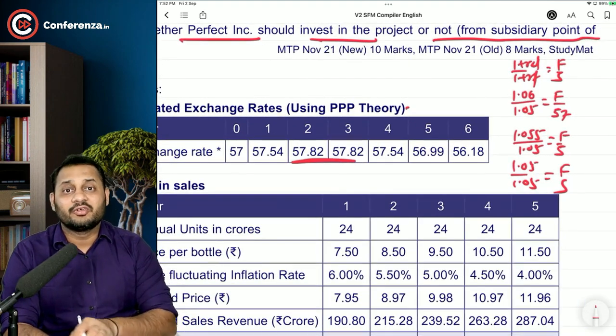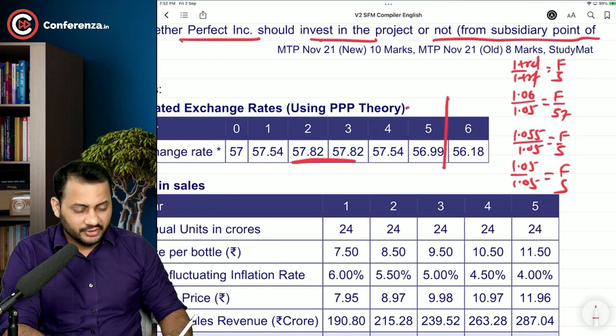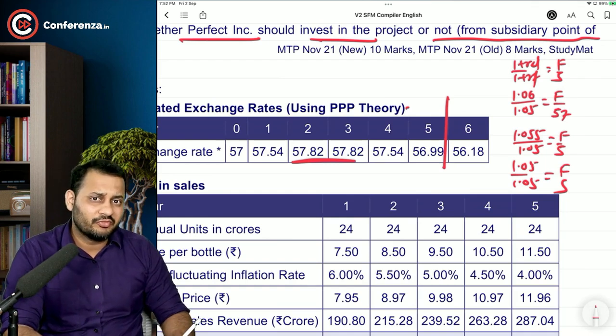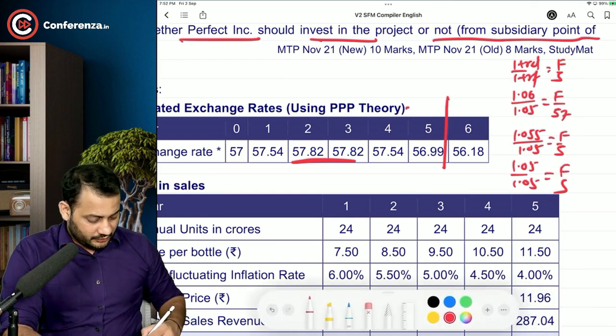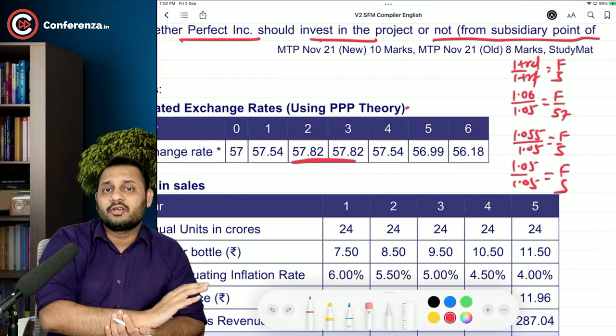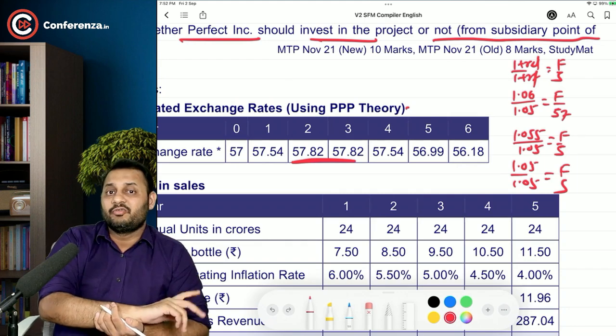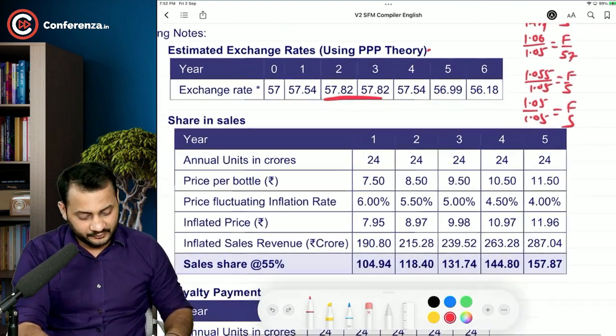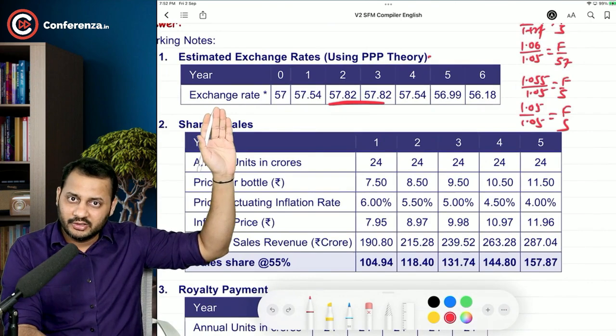And you will calculate it for 6 years. Sir, why 6 years? The life of the project is only 5 years. No, sir. Because there are some cash flows of the 5th year which you will transfer to your country in the next year, 50%. That's why. So for all the 6 years you have calculated the exchange rate.